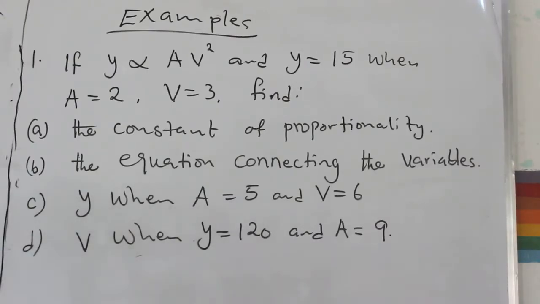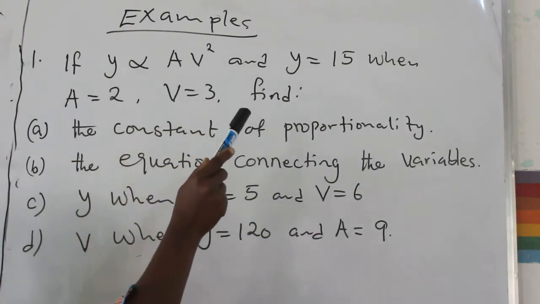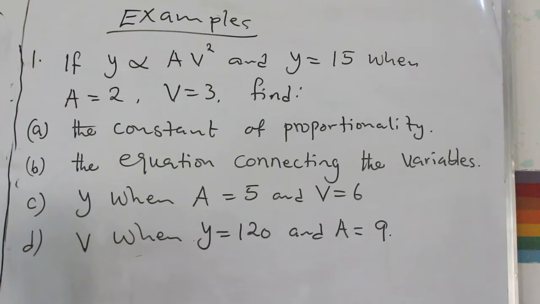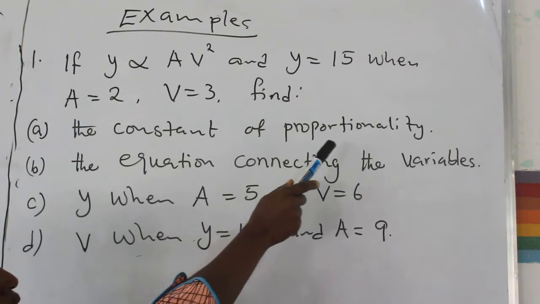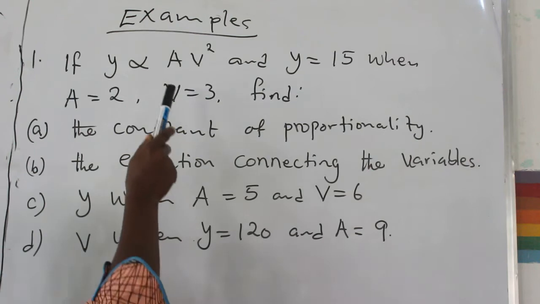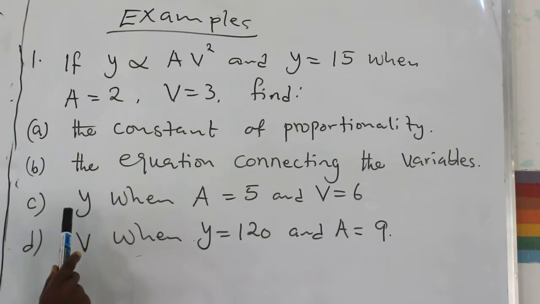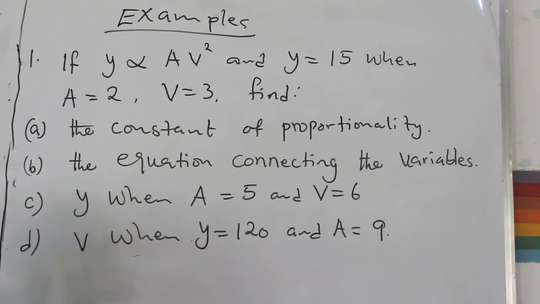Let's take examples. The first one, if y varies directly as a and b squared, and y is equal to 15 when a is equal to 2 and b is equal to 3, A, we have to find the constant of proportionality. B, we have to find the equation connecting the variables, that is y, a and b. C, we have to find y when a is 5 and b is 6. D, we have to find b when y is 120 and a is 9.